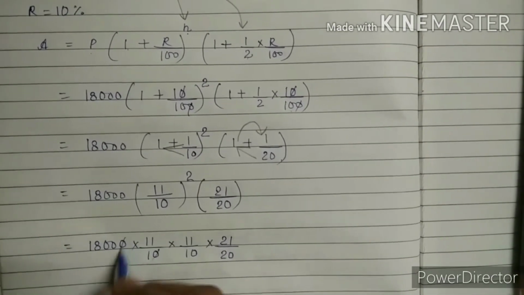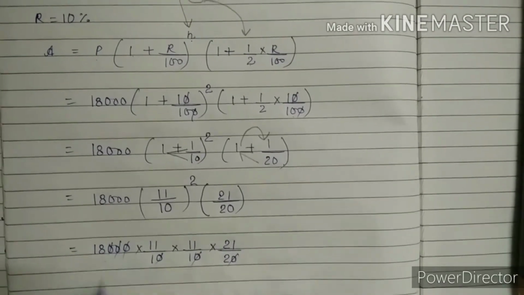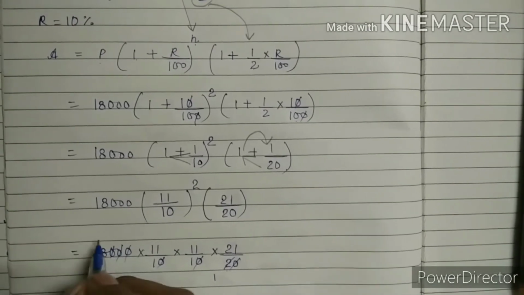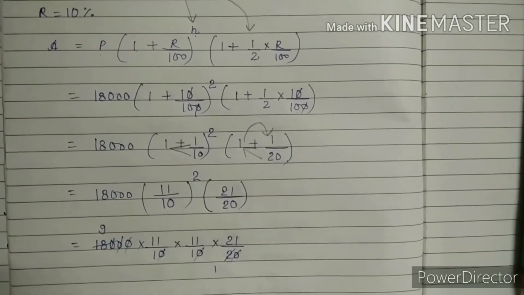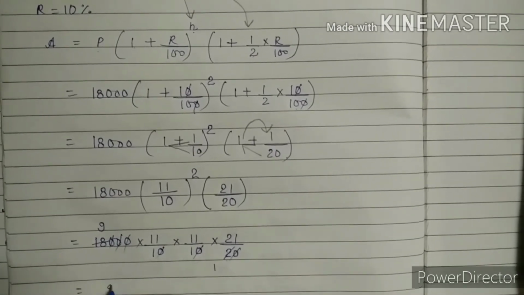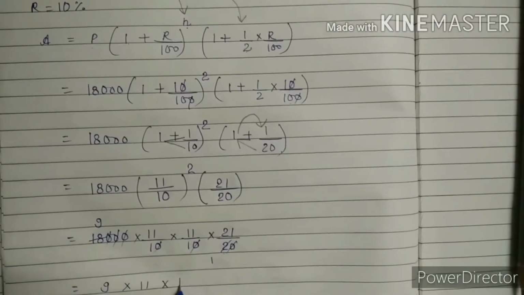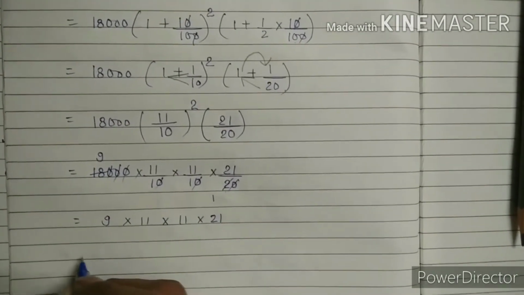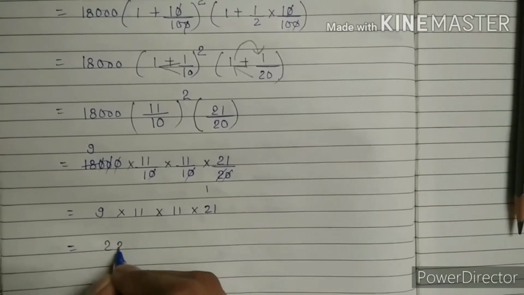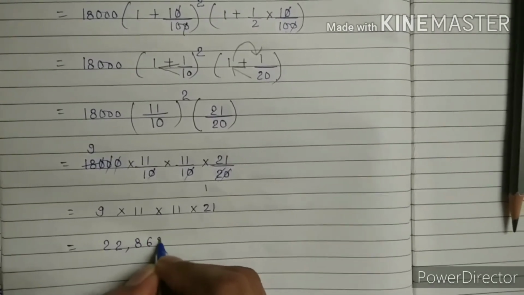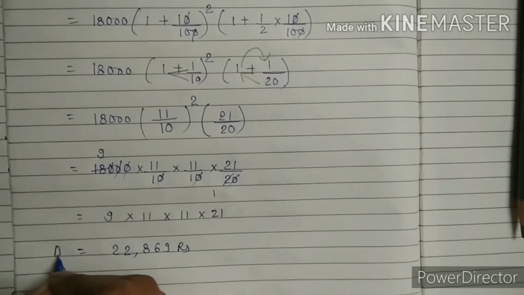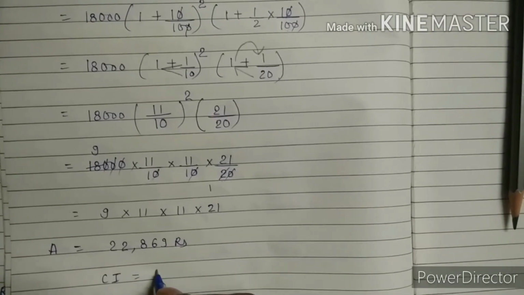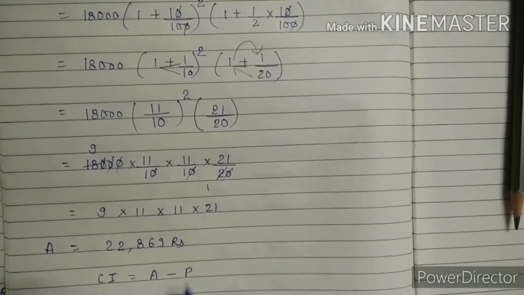So 0 to 0, 0 to 0, 0 to 0 cut. 2 is here, so 2 1 is 2 and 2 9s are 18. So this means we have to multiply 9 by 11 by 11 by 21. When we multiply all these four numbers with each other, we will get 22,869 rupees. So this is our amount, and from this we can easily calculate our compound interest, that is amount minus principal.